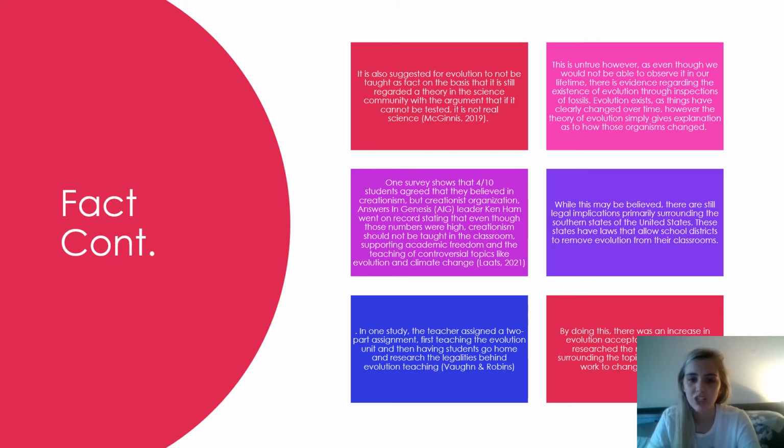In one study, the teacher assigned a 2-part assignment, first teaching the evolution unit and then having students go home and research the legalities behind evolution teaching. By doing this, there was an increase in evolution acceptance as students researched the misconceptions surrounding the topic and then actively worked to change the stigma.